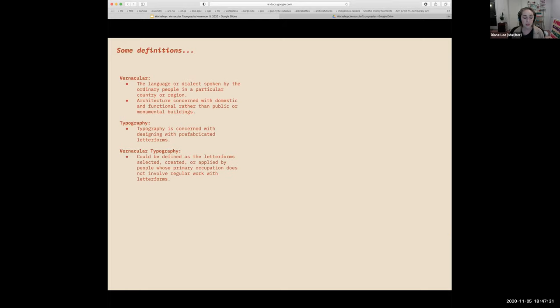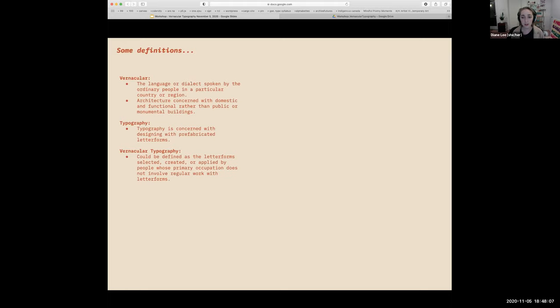So moving on to the word typography, there are many different definitions of typography, but the one that I like best is that typography is primarily concerned with designing with prefabricated letter forms. And I think that definition is really helpful because it distinguishes the practice of typography from the practice of type design or lettering design, which are both strongly related, but ever so slightly different.